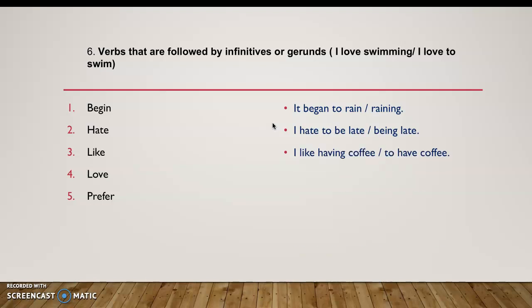I like having coffee, or I like to have coffee. The same thing. She loves driving, or she loves to drive. And finally, do you prefer to stay at home, or do you prefer staying at home?